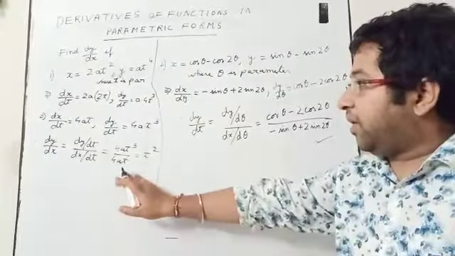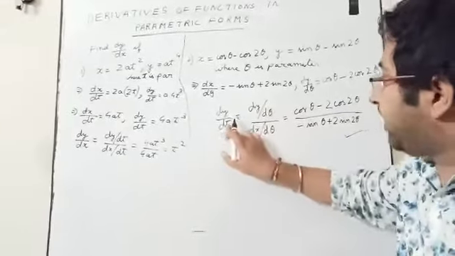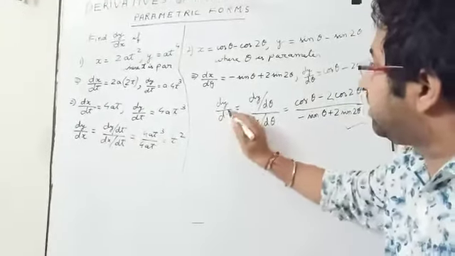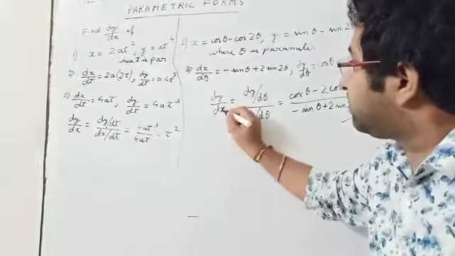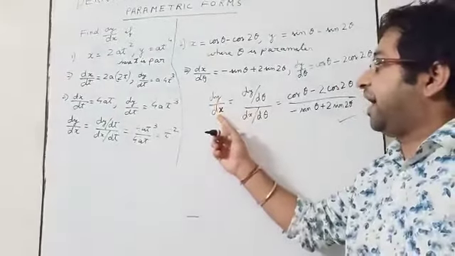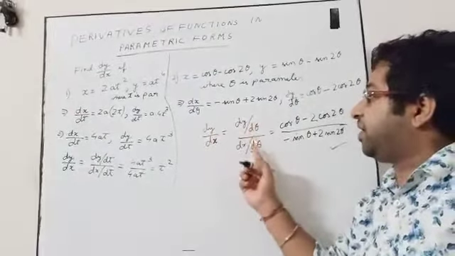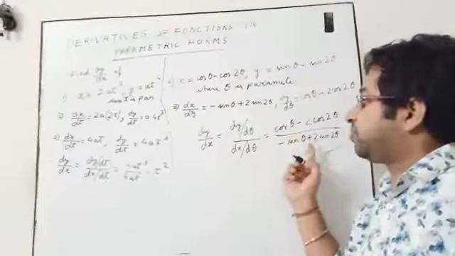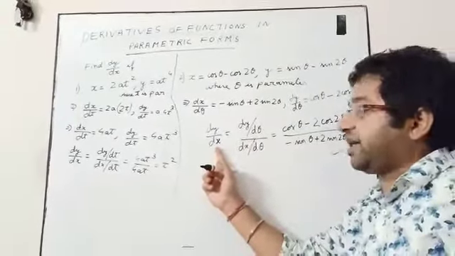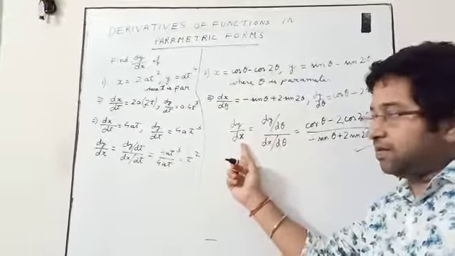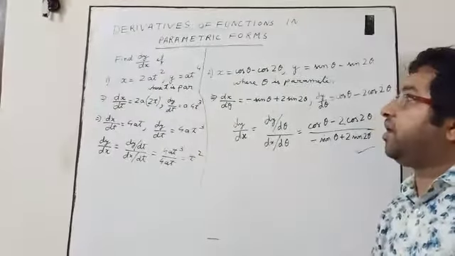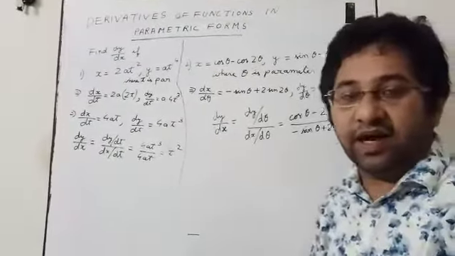So you got dy by dx. Sorry, again it is not t, it is dy by dx. Please note dy by dx. dy by dx is dy by d theta over dx by d theta. So you got the answer in terms of theta. Please correct it, it is not t, it's x. Is it clear or not? So you got dy by dx, here also you got dy by dx. Is it clear?